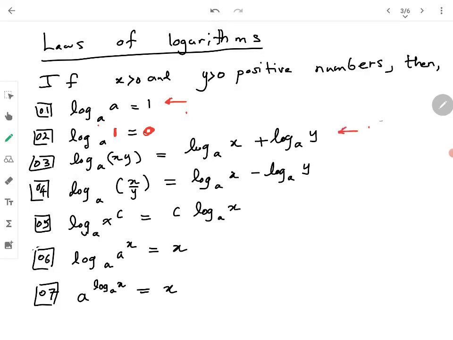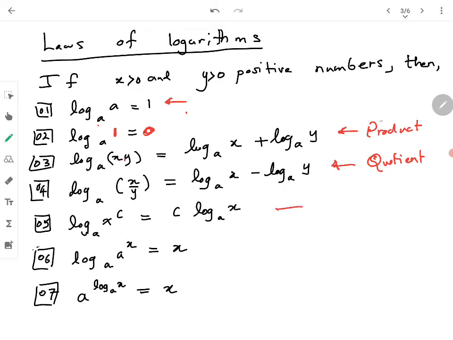Then the third one is the product rule. If you are given a product log_a (x times y), you can write it as a sum, log_a x plus log_a y. Then the fourth rule is for a quotient. So log_a (x over y) can be written as a difference, log_a x minus log_a y.